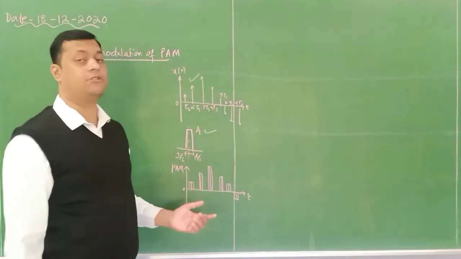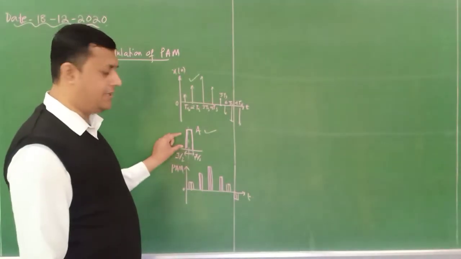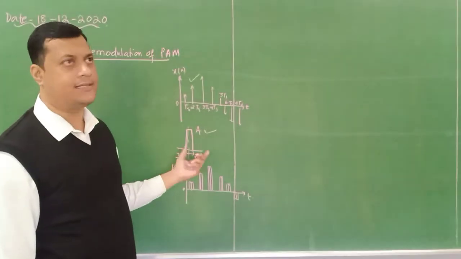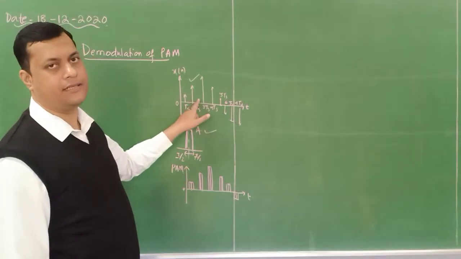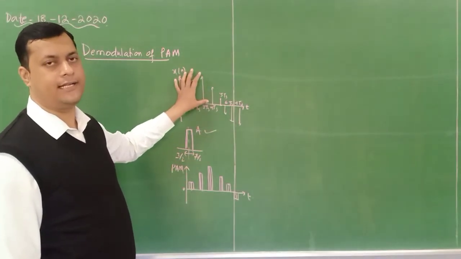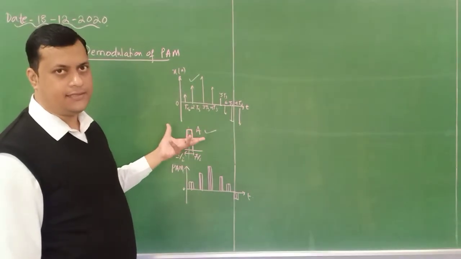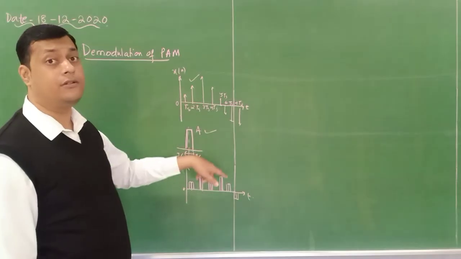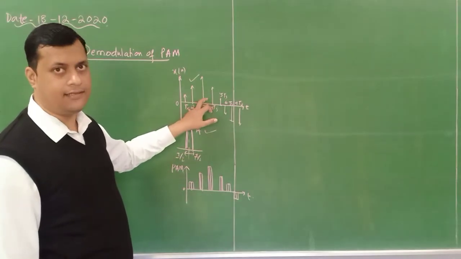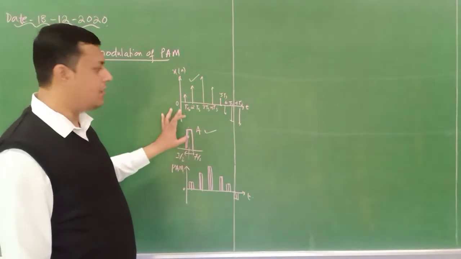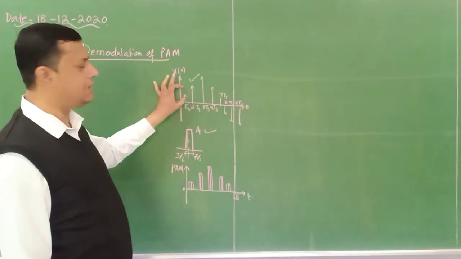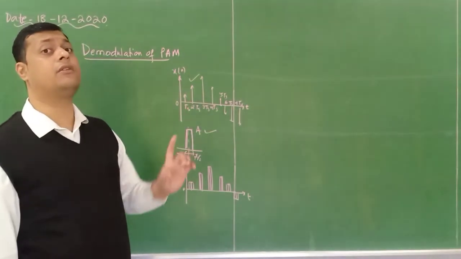So pulse amplitude modulated means the pulse amplitude was changed according to the given information. Now this is my modulating signal. This is the carrier component you can consider, whose amplitude is going to vary with respect to this signal. So the amplitude is fixed, and when you multiply this one to this, only its amplitude is going to change.